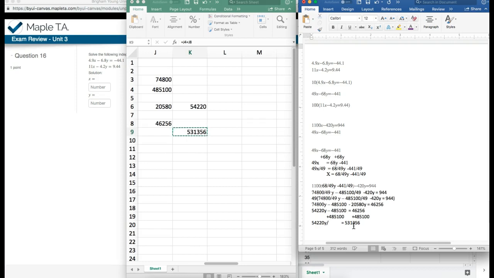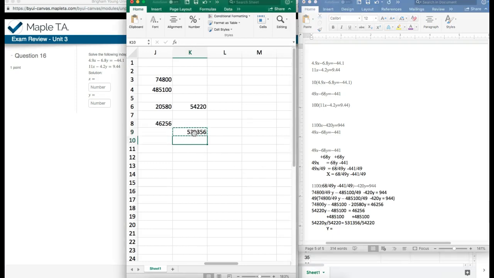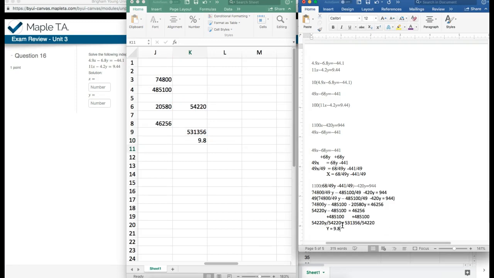54,220. Divide by 54,220 on both sides. And then I'm going to use Excel for that as well. But on the left-hand side, dividing it makes it 1, and 1 times y is y. So y equals this number divided by the 54,220. So we'll come here, and we want to divide this number, I have it here, by this number. So equals this number divided by this number equals 9.8, and we can put that in, 9.8. Kind of made it nice.